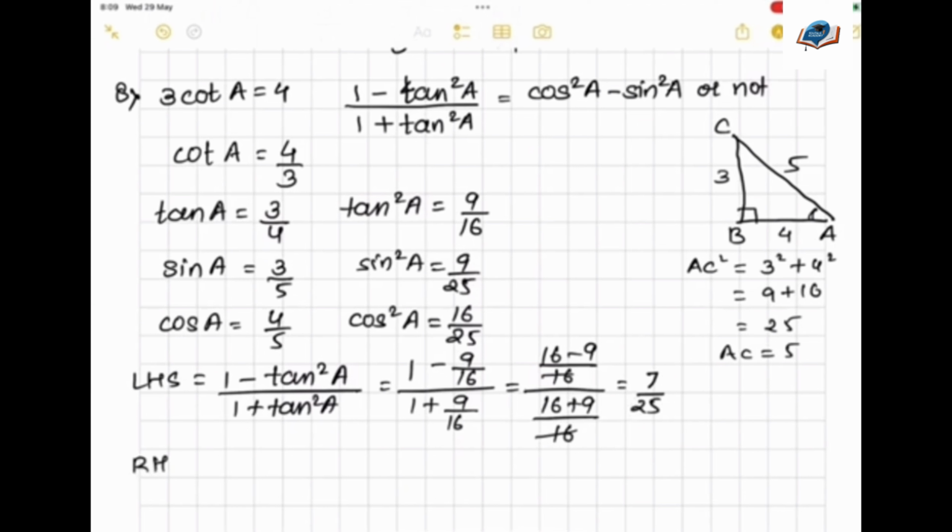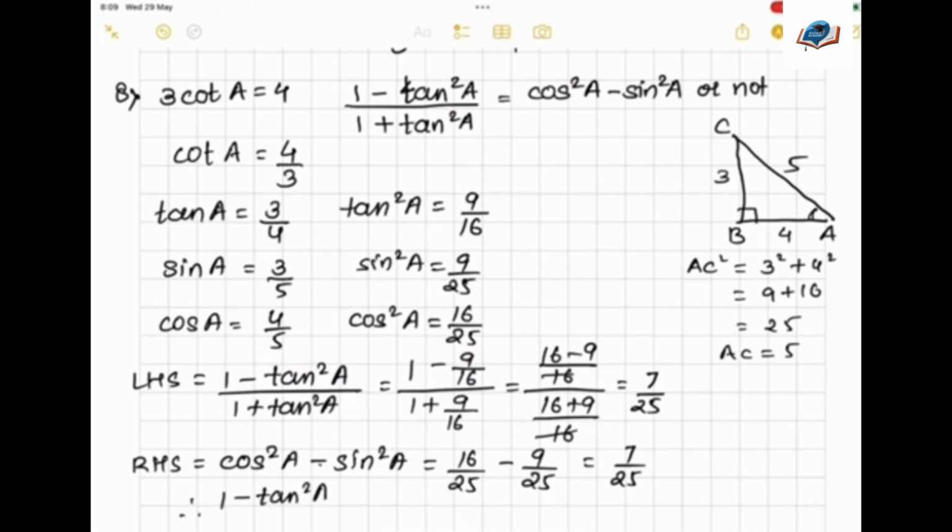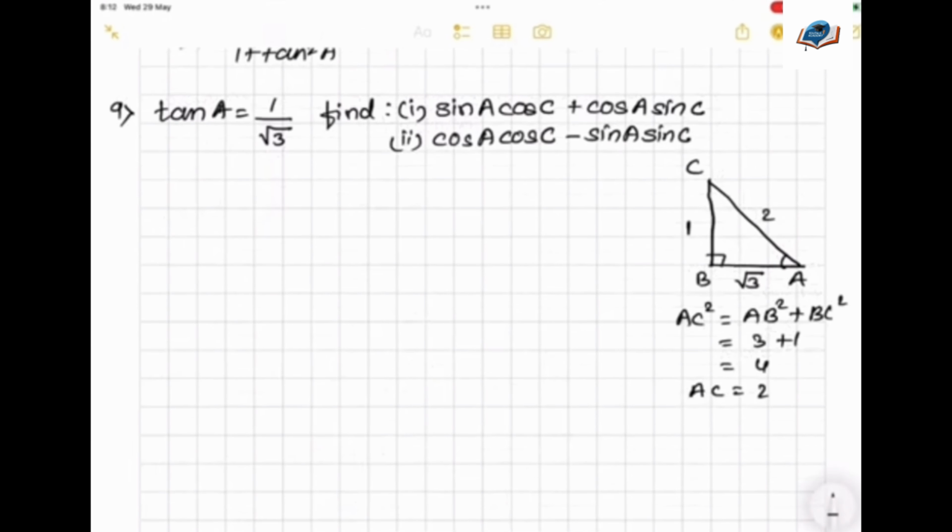Now let us solve RHS. That will be cos square A minus sin square A. So cos square A is 16 upon 25 minus 9 upon 25. So LCM will be 25. So 7 upon 25. Therefore LHS equal to RHS. So I can say 1 minus tan square A upon 1 plus tan square A equal to cos square A minus sin square A. Now the ninth sum is tan A equal to 1 upon root 3.